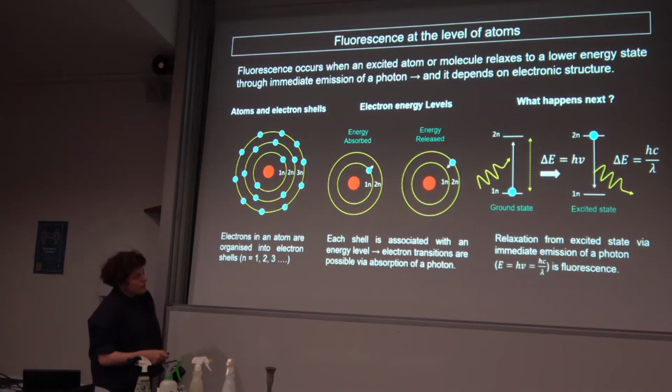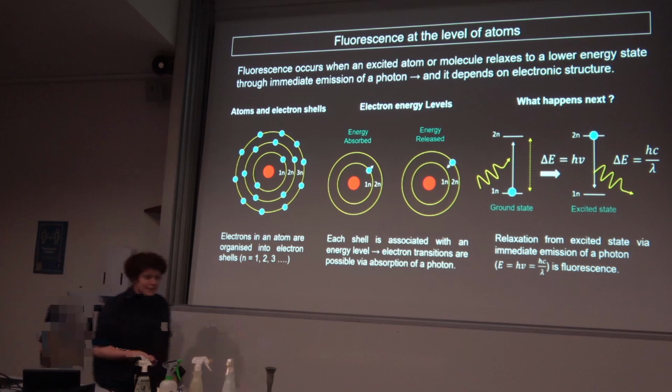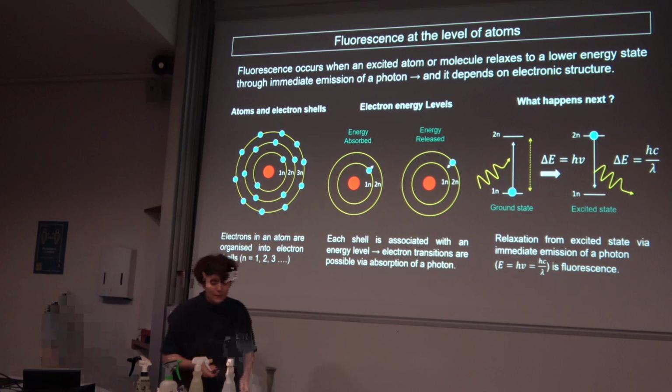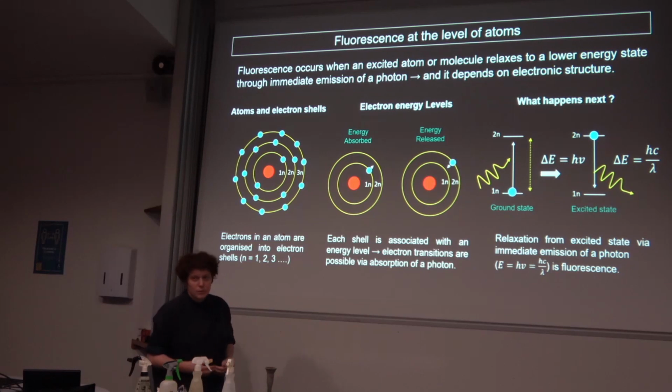In some instances, upon absorption of a photon, the electron will be excited to a higher energy level, and upon relaxation, there'll be an emission of another photon. The relaxation from this excited state and the immediate emission of a photon that has a frequency and a wavelength dependent on the energy difference between these two levels is what we call fluorescence. So this is fluorescence at the level of atoms, and we have a couple of demonstrations of this, just to demonstrate what fluorescence looks like in terms of atoms before we move on to molecules.